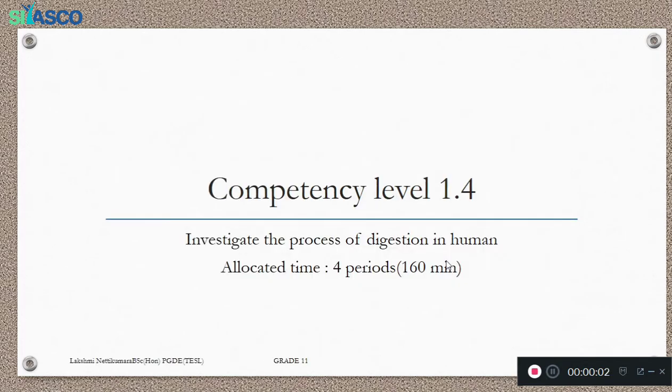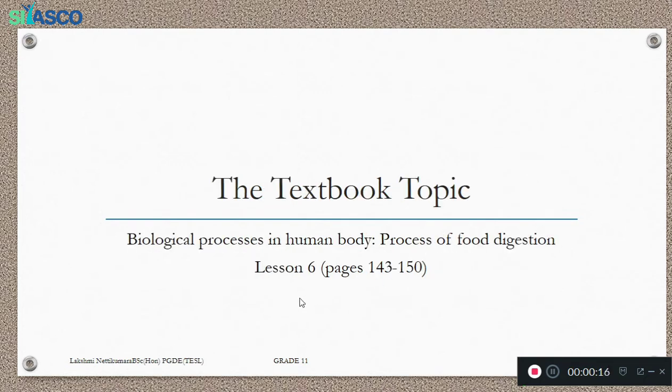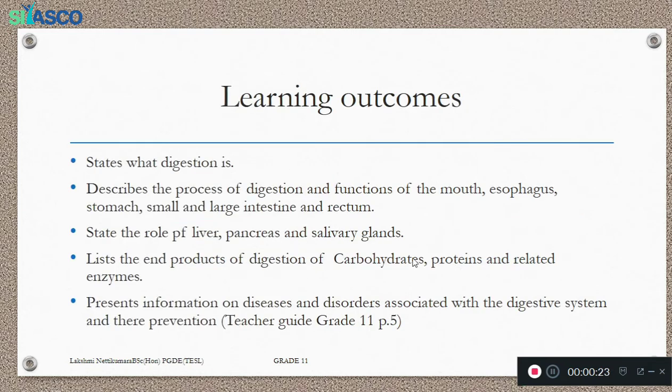Dear children, now we came to the second lesson that comes under the competency level 1.4. Investigate the process of digestion in human. As I have mentioned earlier, this is the continuation of the very same lesson. So let's see the learning outcomes. Now in the first lesson, you should be able to cover up these two learning outcomes.